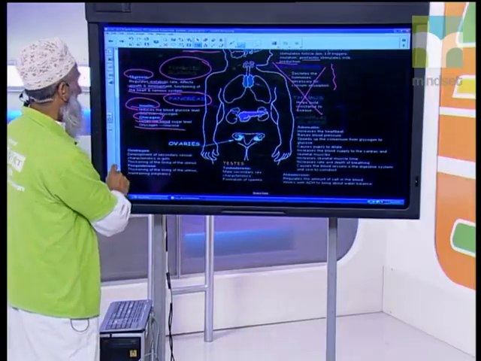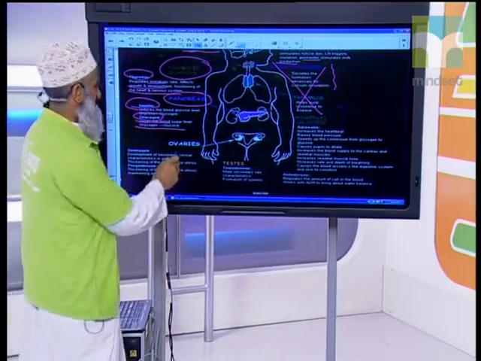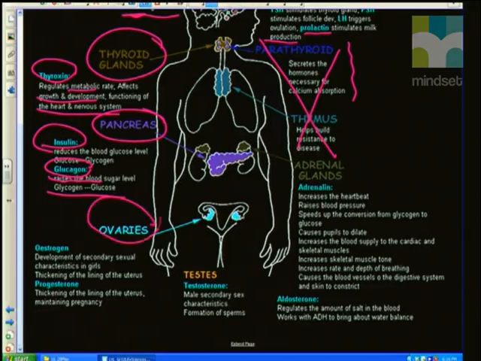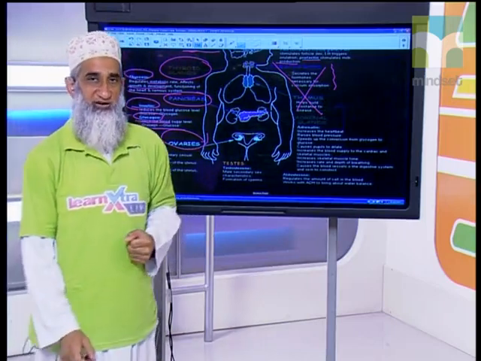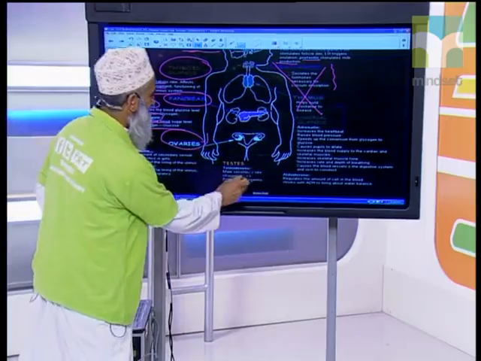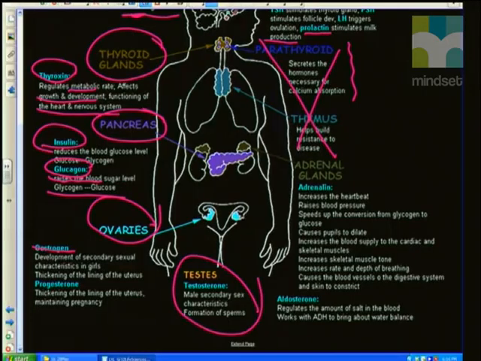Okay? Then we go to the ovaries. We're not going to the ovaries, but we're looking at the ovaries. And the ovaries secrete estrogen and progesterone. You know the functions of estrogen and progesterone already. The testes secrete testosterone. You know the functions of testosterone already.